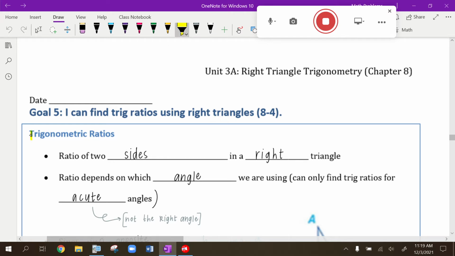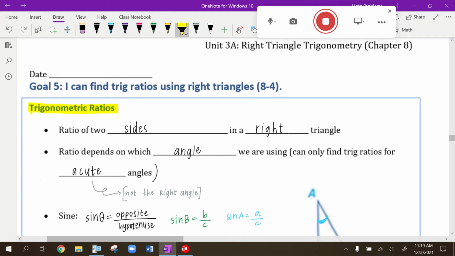First, what is a trigonometric ratio or a trig ratio? It's a ratio of two sides in a right triangle. It has to be a right triangle. This does not work unless it's a right triangle. In pre-calc, you'll extend this definition beyond right triangles, but for now, we are only using right triangles. The ratio depends on which angle you're using. You can only find the trig ratios for acute angles, so we'll never ever do this for the right angle. You only look at the acute angles.